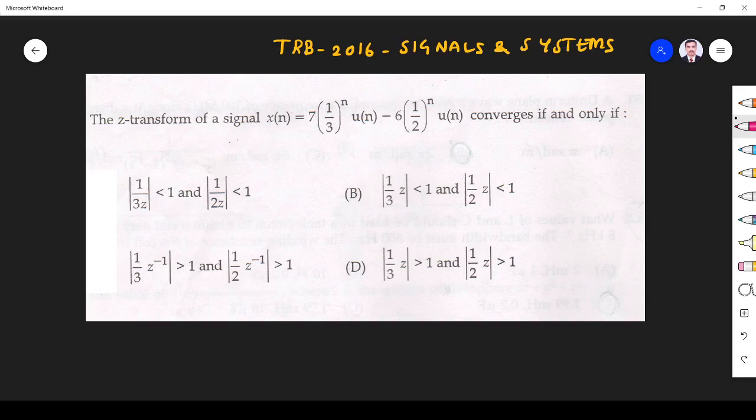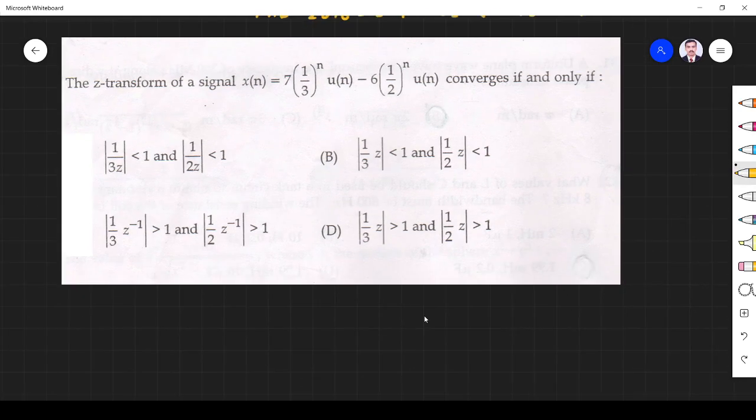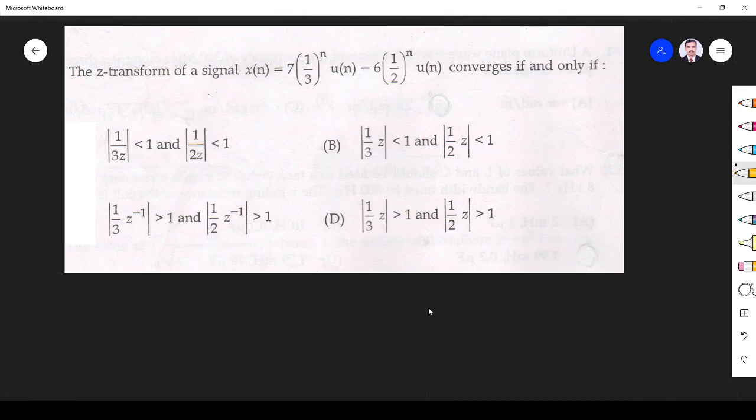Hi friends, in this video we solve a signal and systems related questions asked in TRB 2016. The first question is, the Z transform of a signal x of n is equal to 7 into (1/3)^n u of n minus 6 into (1/2)^n u of n converges if and only if? They ask the region of convergence of the Z transform.